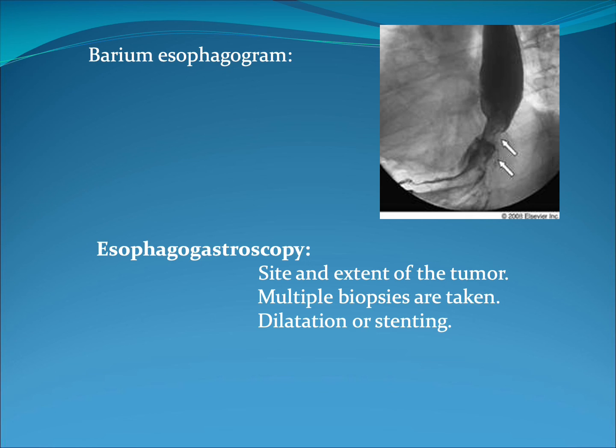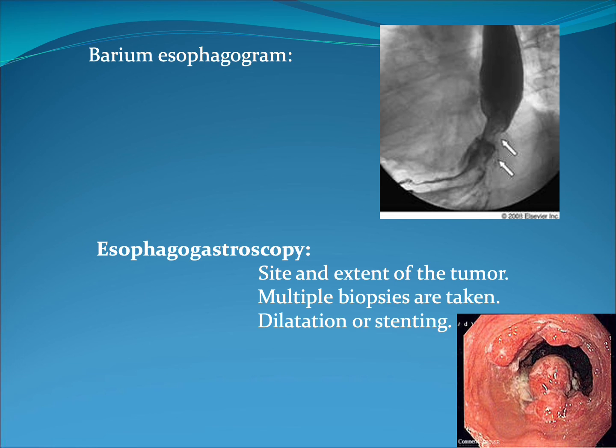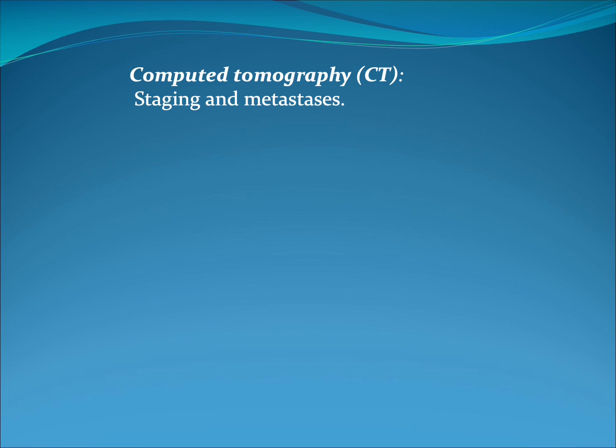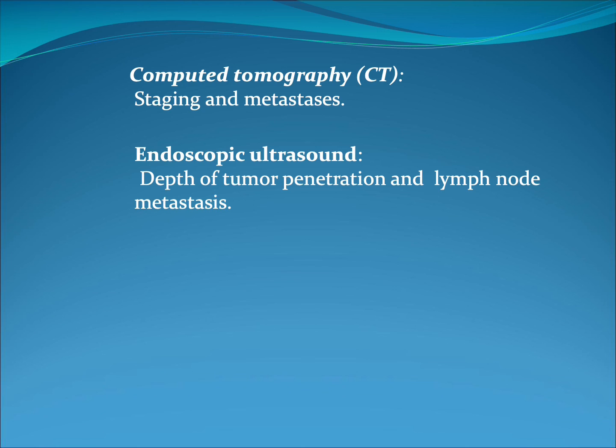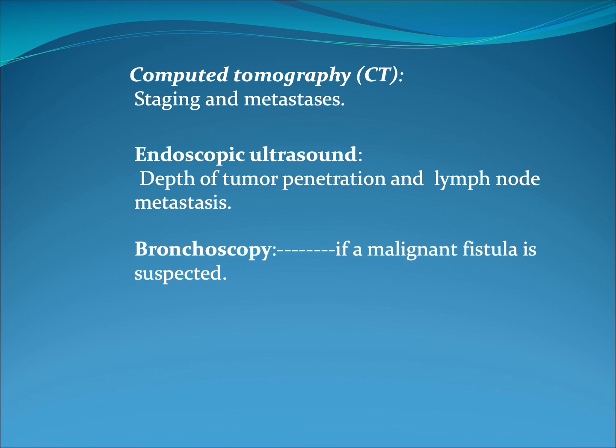In patients who are for palliative treatment, endoscopy allows us to do dilatation or stenting. CT scan is the gold standard to assess the staging and metastatic extension, local and distant metastases. Endoscopic ultrasound is helpful to ascertain the depth of tumor penetration and lymph node assessment. Bronchoscopy is needed if there is a malignant fistula.